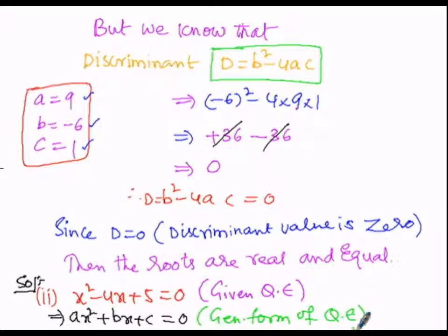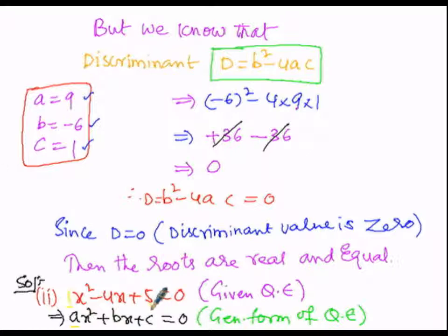Now let us compare the coefficients of x square of the general form with the coefficients of x square in the given quadratic equation. In the given quadratic equation x square coefficient is 1 and in the general form x square coefficient is a. So here a must be equated to 1. Then x coefficient is b in the general form and x coefficient is minus 4 in the given quadratic equation. So b value is minus 4 and c real constant is 5 in the given quadratic equation.